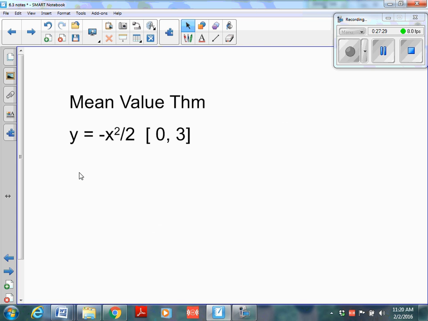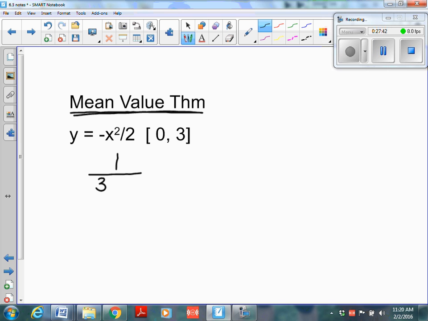Okay, the next part. Let's just revisit the mean value theorem again, just one more time. You haven't seen it since the beginning of the notes, so let's review it. It's 1 over b minus a, which is 1 over 3 minus 0. We're going to integrate from 0 to 3, negative x squared over 2 dx. This is called the mean value theorem.